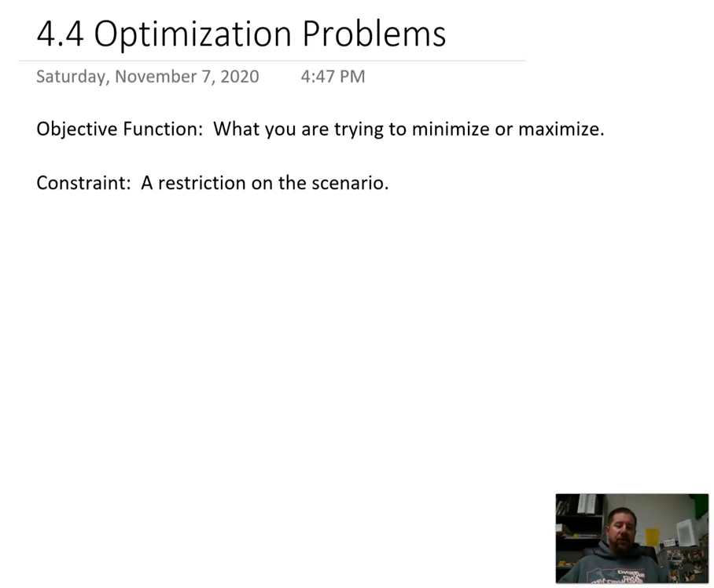All right. So the trick to these problems is there are generally two parts when you read the problem. There's an objective function, which is the thing you're trying to minimize or maximize, and there's a constraint, which is the restriction on the scenario. I think oftentimes people who have a hard time with this get caught up in the constraint of the situation, and they forget about the objective function. So whenever you tackle these, try to write your objective function first.